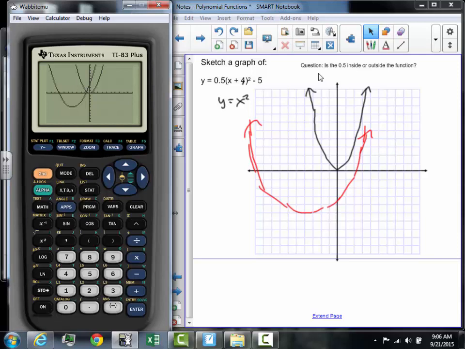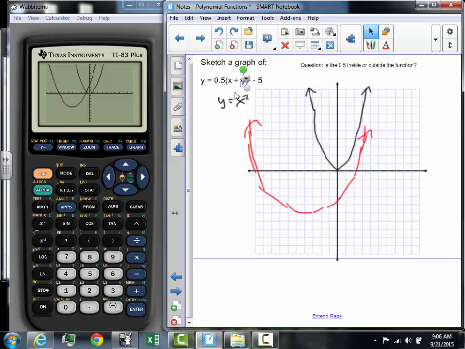I have a little blurb up here. It says, question, is the 0.5 inside or outside of the function? What's the answer to that question? Is it inside or outside of the function? It is outside, yeah. The reason why is that this 0.5 is on the outside of this bracket right here. The difference would be if I wrote it as y equals bracket 0.5x plus 4 squared minus 5. You see how the 0.5 is inside the squared sign? If it was inside the squared sign, that would change things.